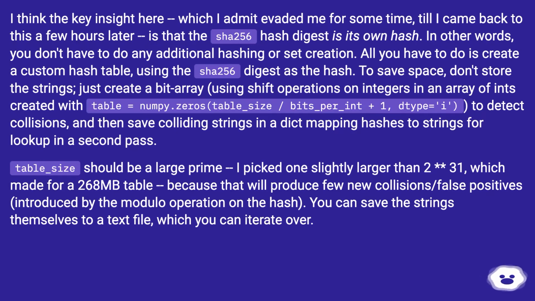I picked one slightly larger than 2^31, which made for a 268 MB table, because that will produce few new collisions or false positives, introduced by the modulo operation on the hash. You can save the strings themselves to a text file, which you can iterate over.